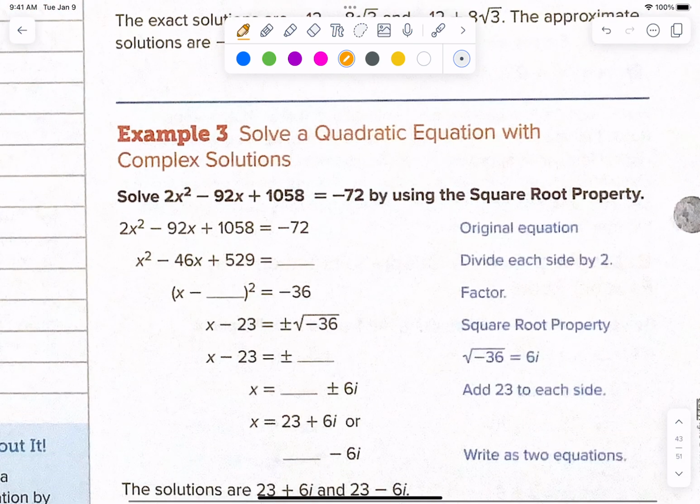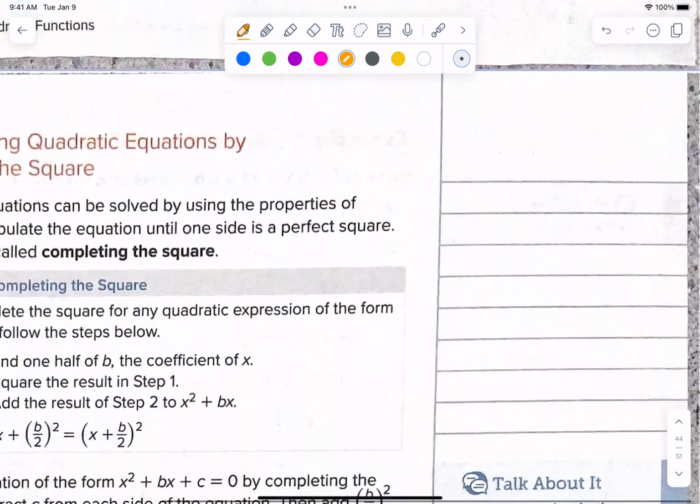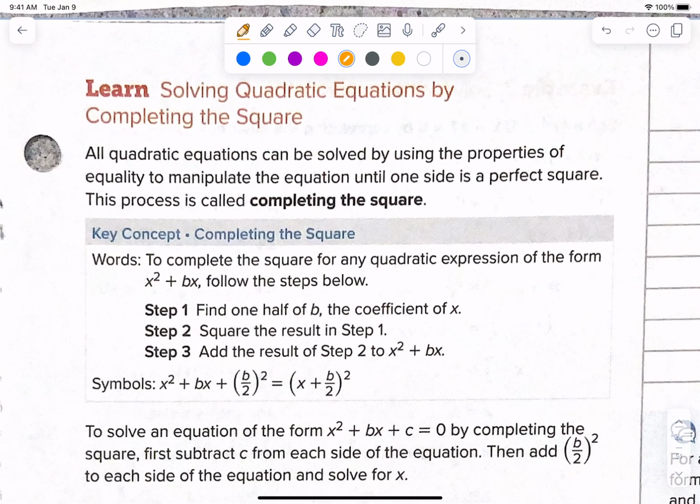Shall we do, I'm going to skip example 3. Can I do that? Yep. That was the square root property, okay? All right, next thing. They're getting us kind of ready to complete the square.